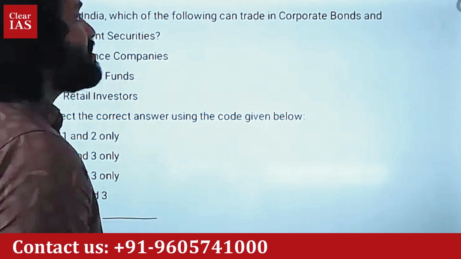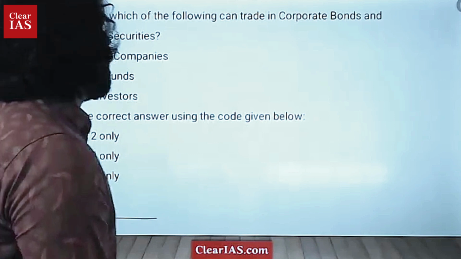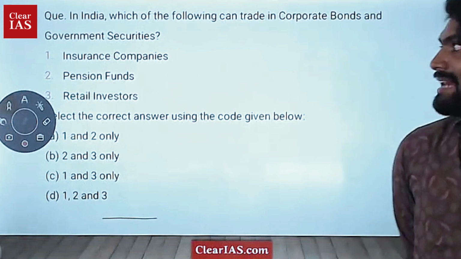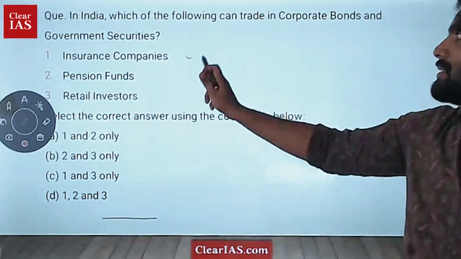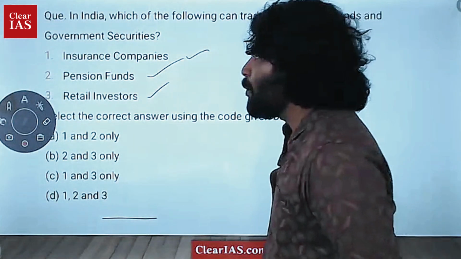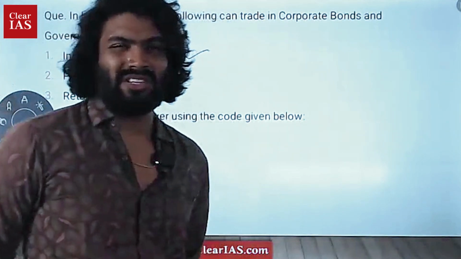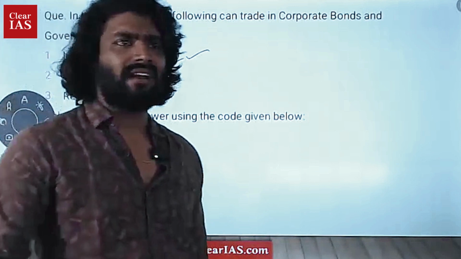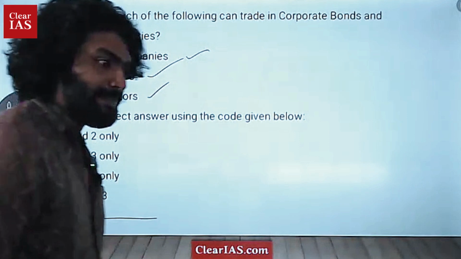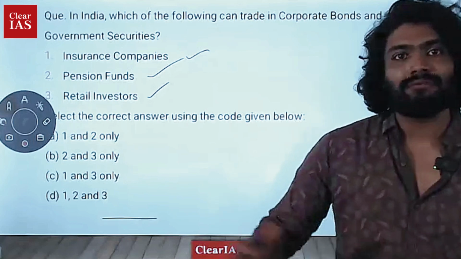In India, which of the following can trade in corporate bonds and government securities? This seems like a factual question. Insurance companies, pension funds, retail investors. Most of you aspirants might have no confusion regarding corporate bonds, because corporate bonds can be bought by anyone, right? And these three, insurance companies, pension funds, and retail investors, do not have any specific qualification or uniqueness that the government could actually block them from buying these corporate bonds.